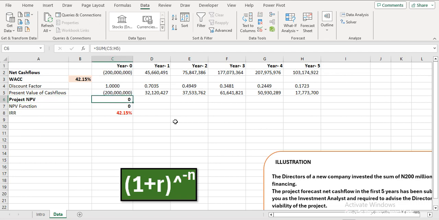Now, I have just confirmed that my computed internal rate of return using the IRR formula is correct by using the Goal Seek to confirm that particular value.